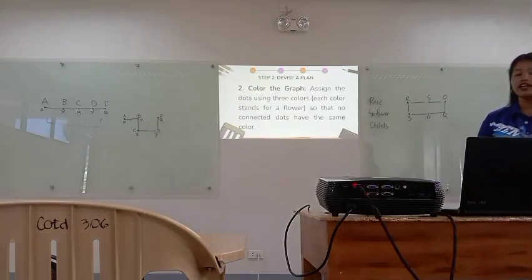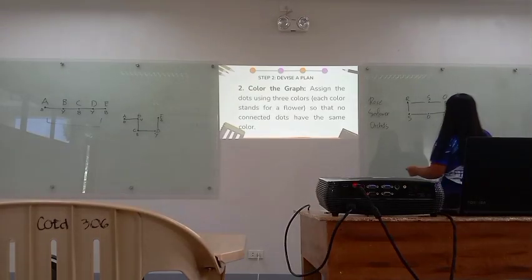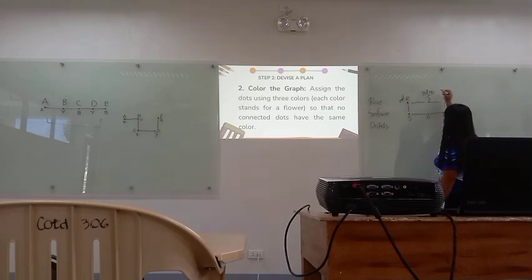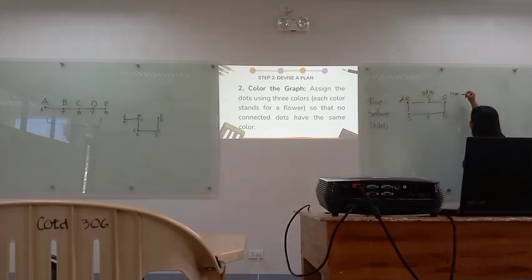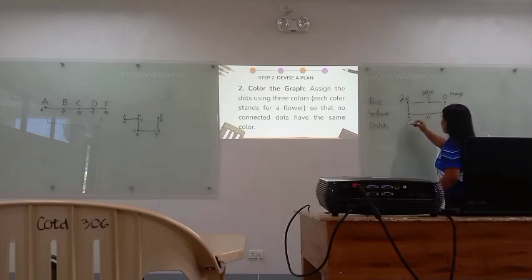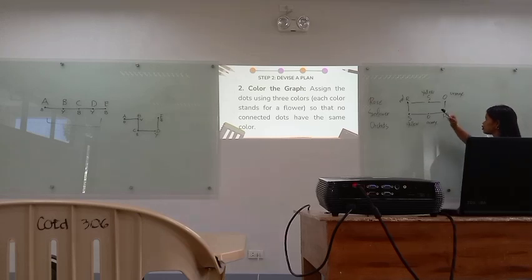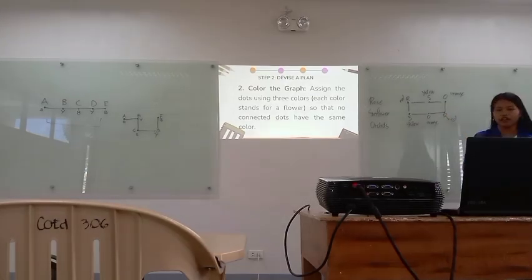So, let's color the graph. Let rose be red, sunflower will be yellow, and orchids will be orange. So, as you can see in this figure, there are no 2 colors next to each other, or there are no adjacent vertices that share the same color, right?